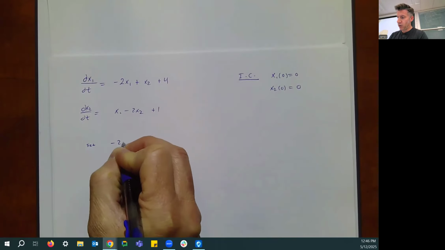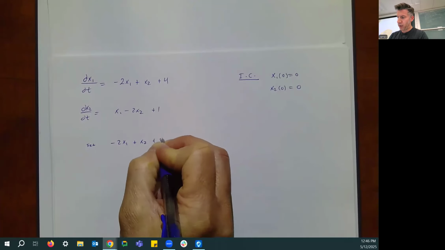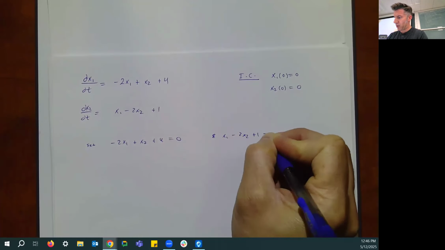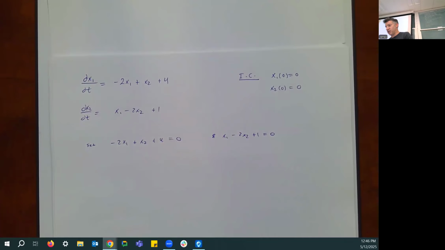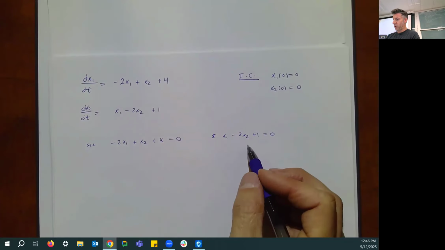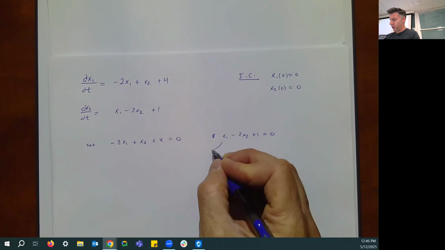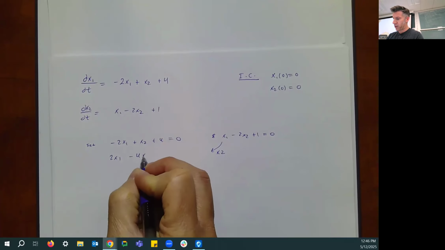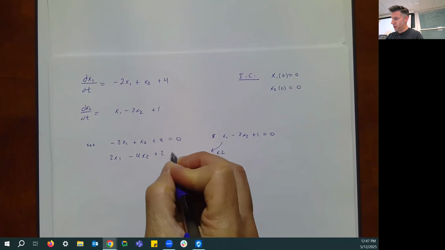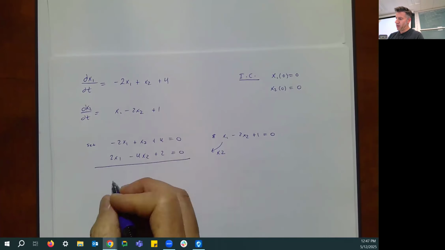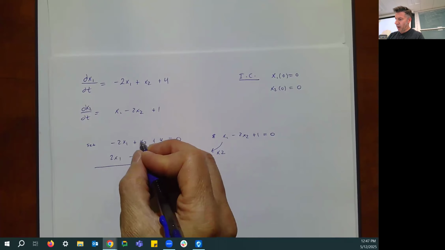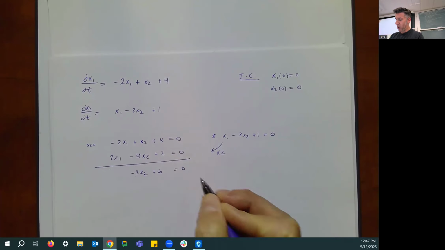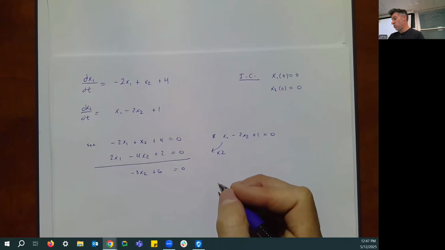So we set -2x1 + x2 + 4 equal to 0, and x1 - 2x2 + 1 equal to 0. I like elimination personally, so I'm going to multiply the second equation by positive 2 and add it to the first. That gives 2x1 - 4x2 + 2 equal to 0. If we add those together, we get 0x1, x2 minus 4x2 is -3x2, and 4 plus 2 is 6, equal to 0. So we get x2 equal to 2.